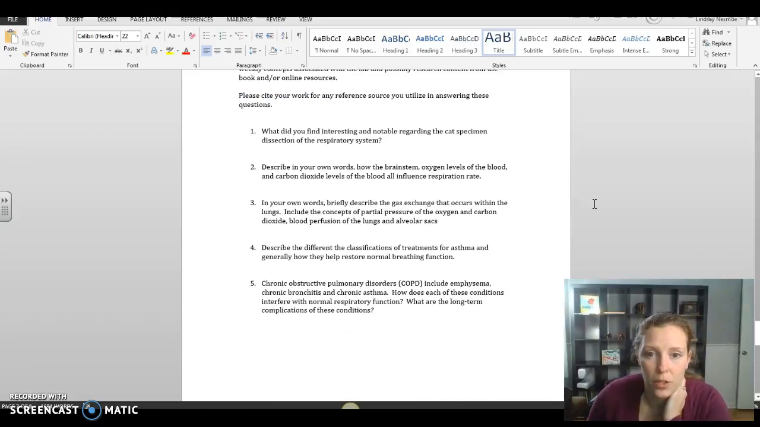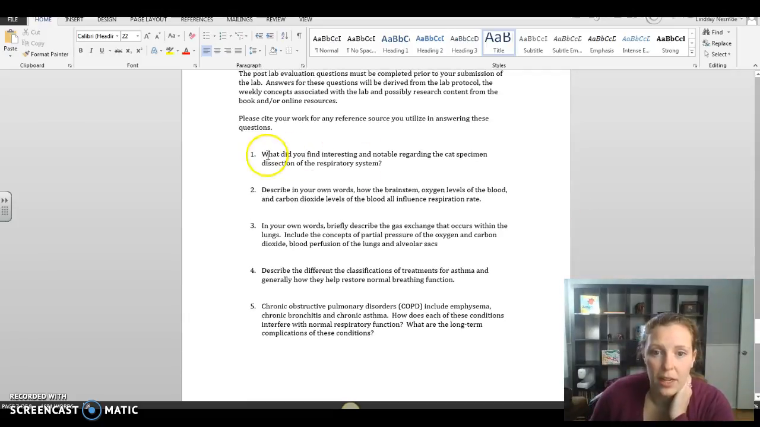All right, and then post-lab questions. Obviously you can't answer number 1 yet because we haven't done the dissection, but you should be able to read through and research 2, 3, 4, and 5. If you have any questions on those, I am happy to answer them, but you should be able to figure those out with a little bit of research.